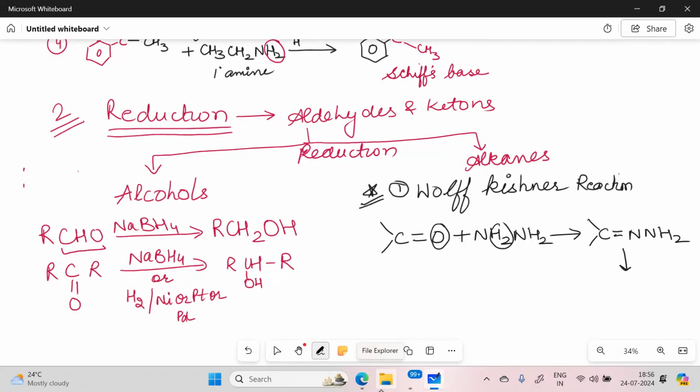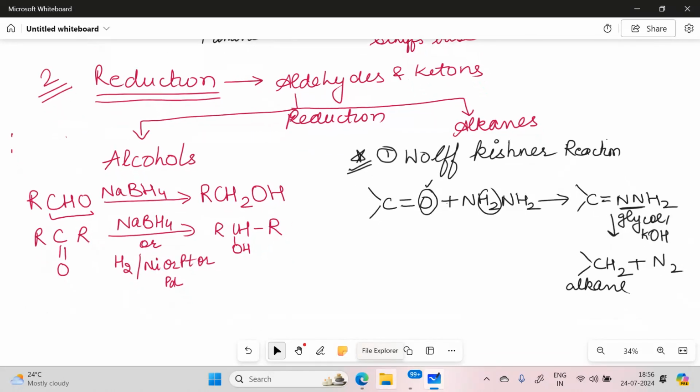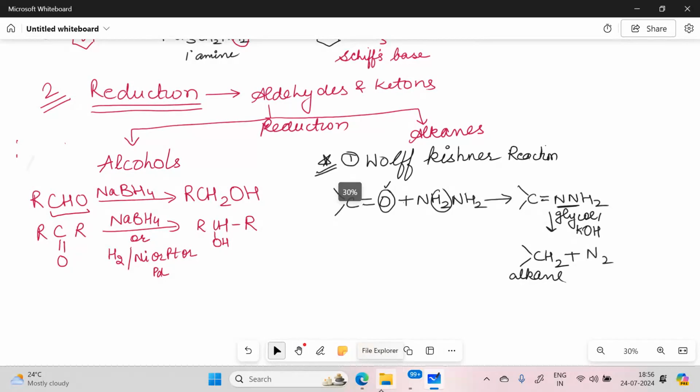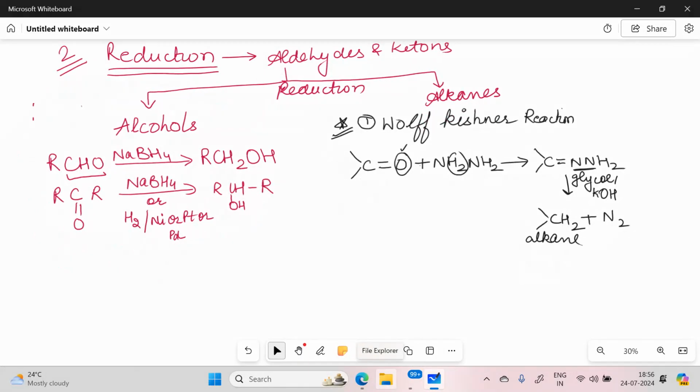And when you react it with ethylene glycol and KOH, there is a lot to remember here. Then N2 gas is released, nitrogen gas will be released, and oxygen is replaced by 2 hydrogens, CH2. You will get alkane. You have to replace the oxygen with 2 hydrogen atoms. If you have propanone, it converts into propane. If you have butanol, it converts into butane. Pentanone converts into pentane, like that.